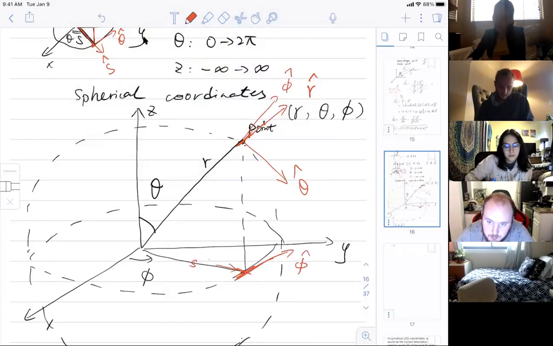Sort of move it up parallelly, so it's going to be phi hat like that. Okay. All right, so that's everything.